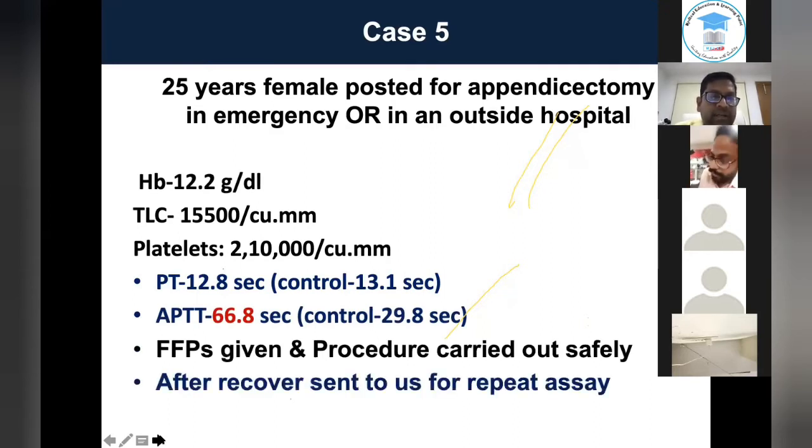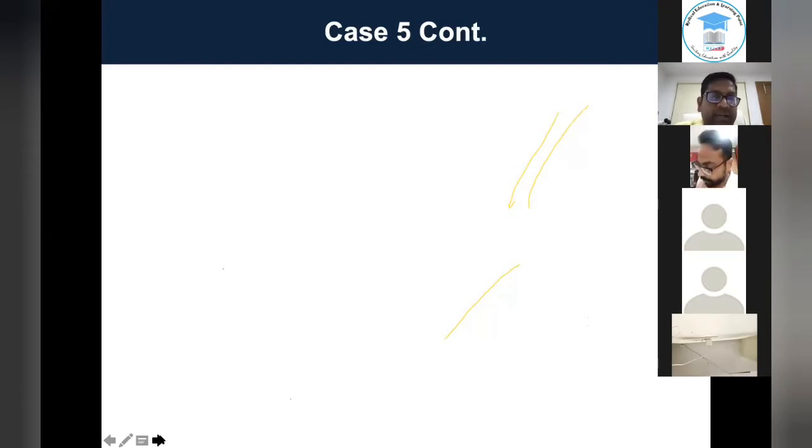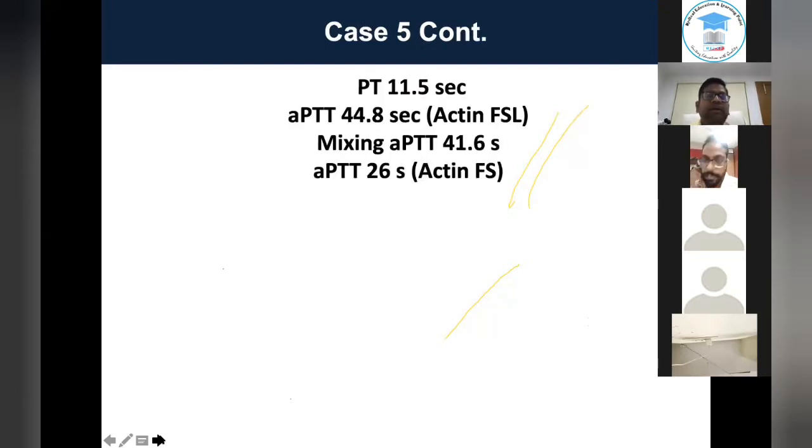After recovery, the patient was sent to us for a repeat assay. So it has been done outside. So what is the repeat assay? We did a PT. PT is normal, but APTT was showing prolonged, that is 44.8. I have mentioned Actin FSL. Can anybody say what is Actin FSL?